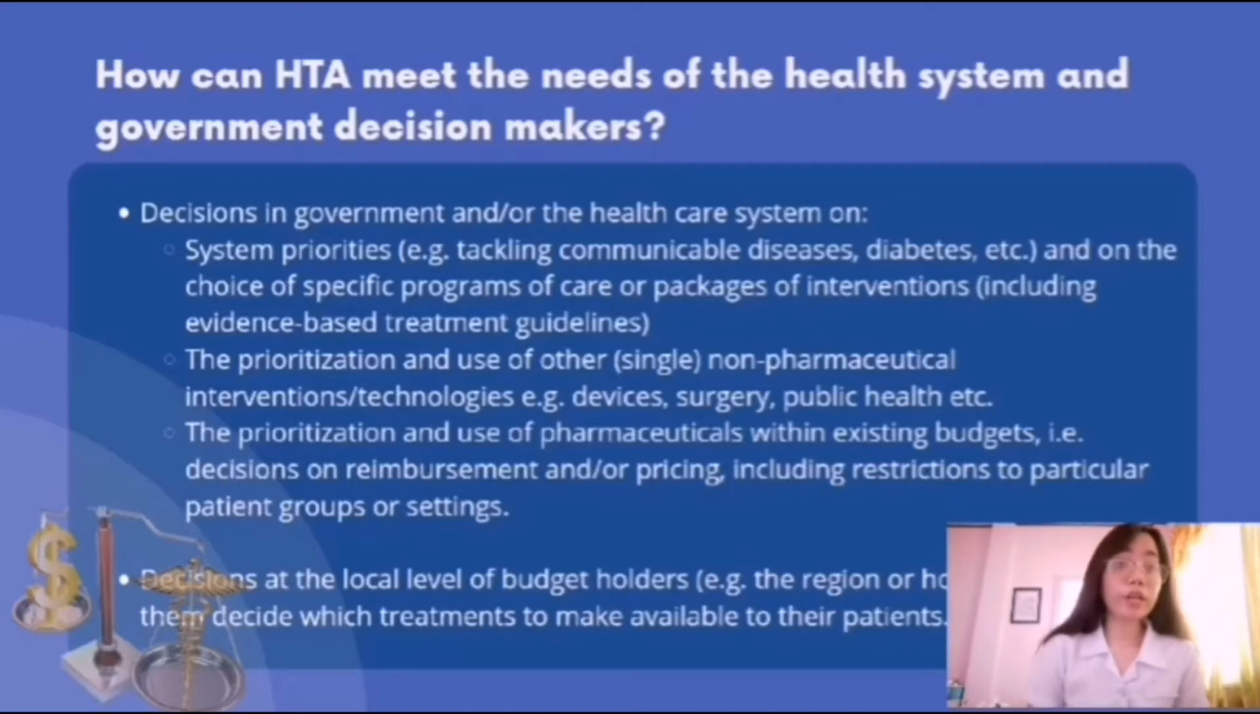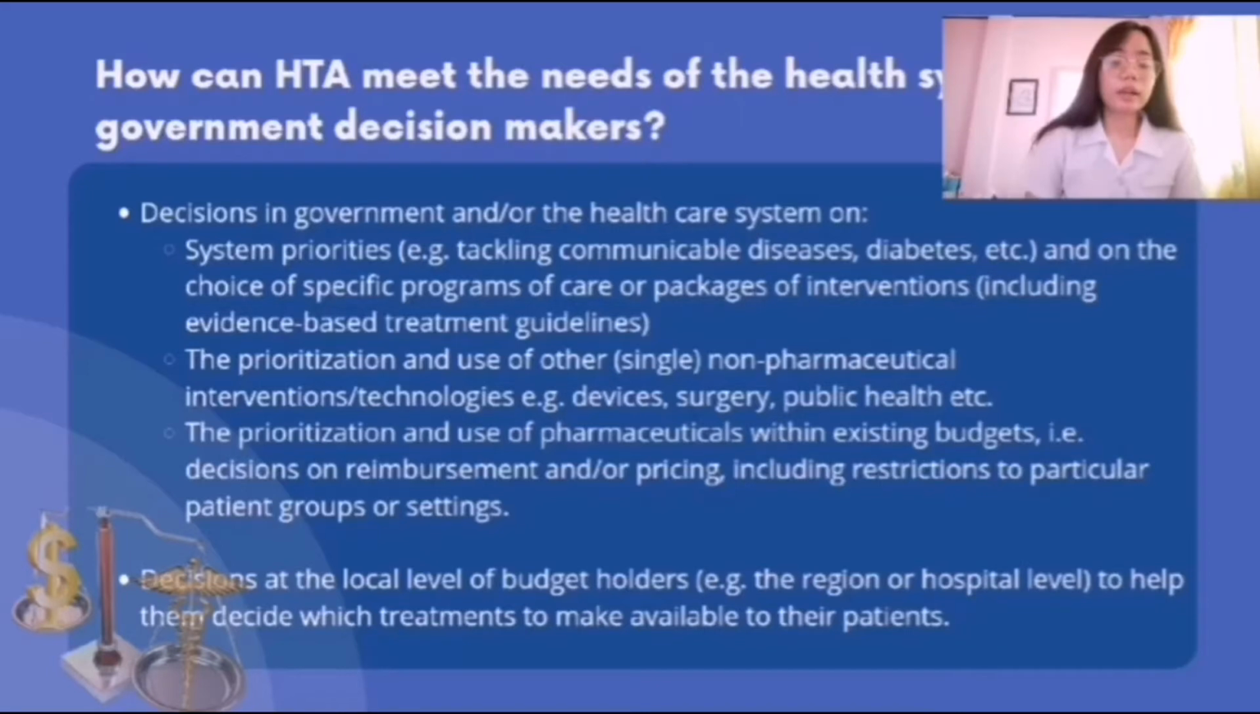Number two, the prioritization and the use of other single non-pharmaceutical interventions or technologies such as devices, surgery, public health, and so on. And last, the prioritization and use of pharmaceuticals within existing budgets. Example is decisions on reimbursement or pricing, including the restrictions to particular patients, groups, or settings. HTA could also be used to aid decisions at the local level of budget holders.